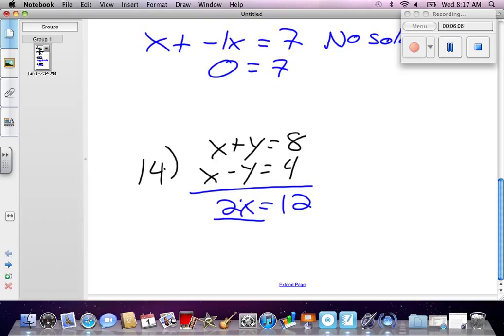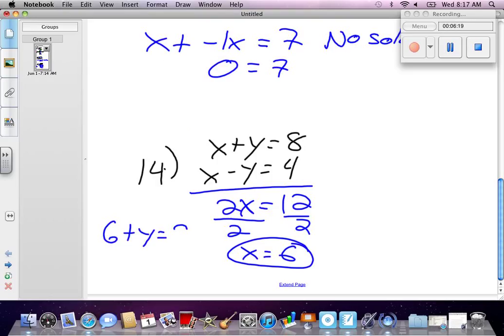Divide by 2. And x equals 6. Now that I have x, what do I do next? Plug it back in to solve for y. So I've got 6 plus y equals 8. Subtract 6 from both sides, and y equals 2. So which one has x is 6, y is 2? Do you have C? X is 6 and y is 2. Oh, it should be changed. Cross it out and write the right answer in.